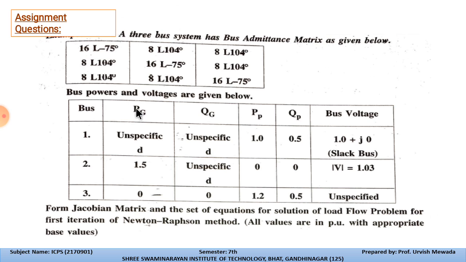After that, you have the assignment question, that is, the 3 bus system has the bus admittance matrix given as below. So these are the values of the bus admittance matrix, and the bus power and the voltages which are given. You need to find out from the Jacobian matrix the set of equations for the solution of the load flow problem for the first iteration of the NR method, and all the values are in PU with appropriate base value. This is the first example.